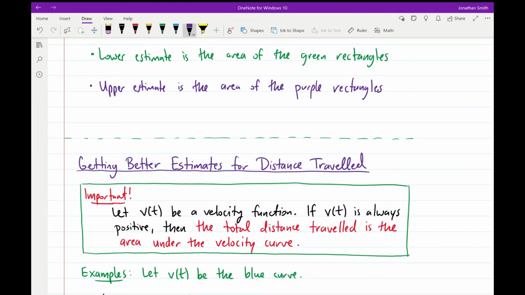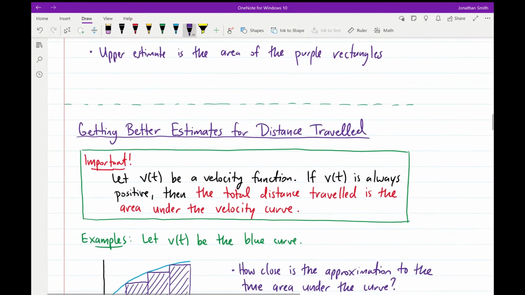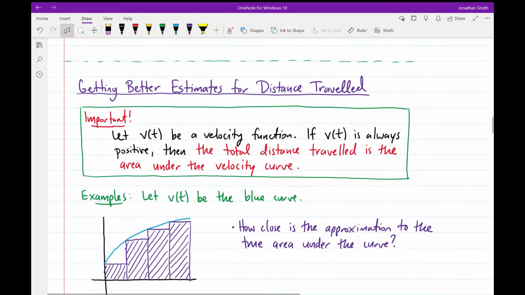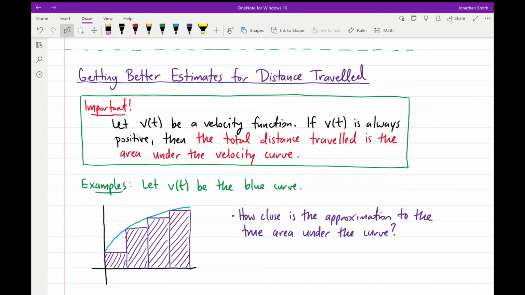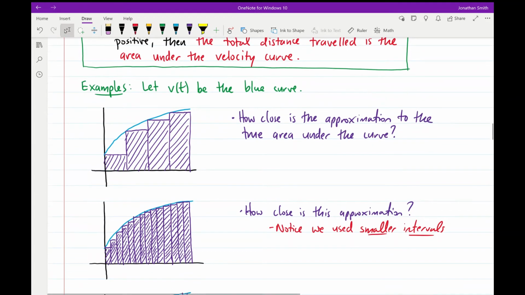In the next section, I want to talk about ways that we can get better estimates for the distance that the car travels. So first off, here's a really important piece of information that you should write down. If we have a velocity function v of t, like we did in our previous example, and if v of t is always positive, then the total distance traveled is the area under the velocity curve. So here are some examples.